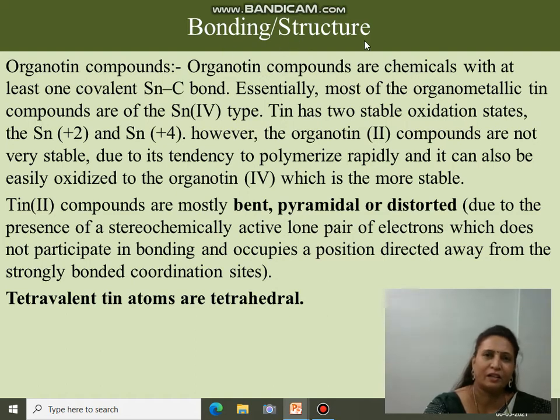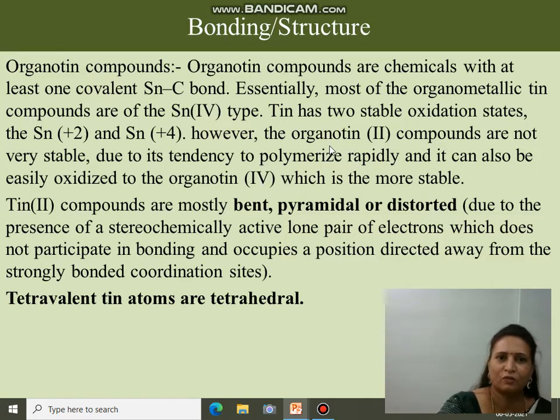Now let's see the bonding and structure in organotin compounds. Organotin compounds are chemicals having at least one Sn-carbon bond. That is, a tin-carbon bond should be present in an organotin compound. Most of the organotin compounds have oxidation state +4. There are two types of organotin compounds, those having +2 oxidation state and +4 oxidation state. But among these two, +4 oxidation state organotin compounds are the most stable.